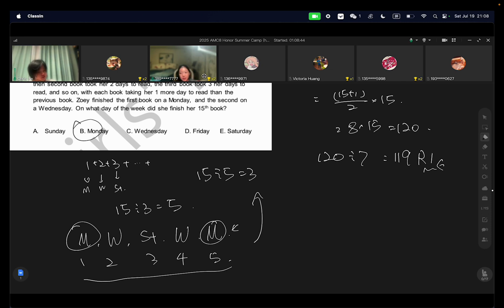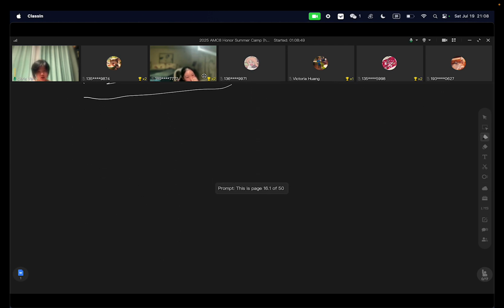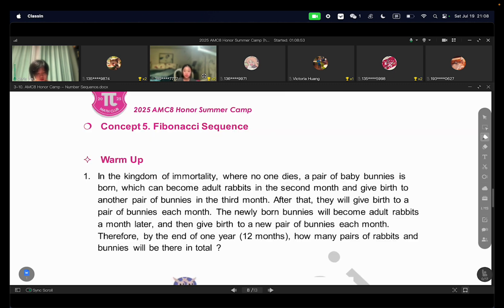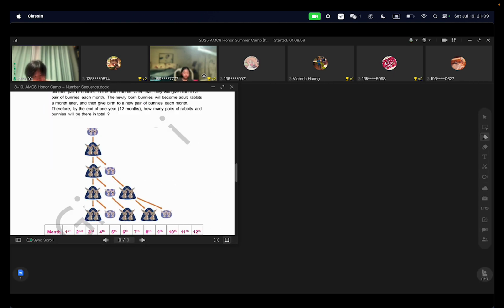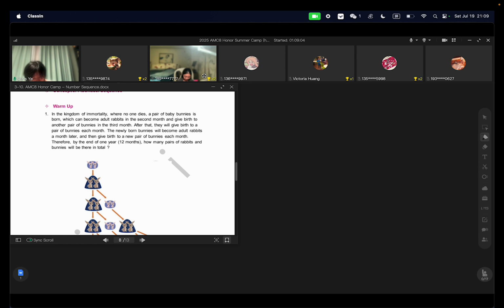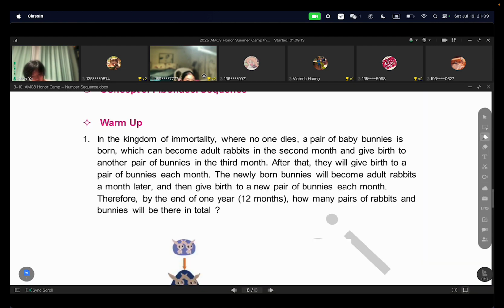Anyway, let's move on to our last concept, which is Fibonacci sequences. This one is going to be a bit different from the one before. It's just not an arithmetic sequence. So just to test what you guys know about Fibonacci, I'm going to do a warm-up question. This one is pretty long actually, so I'll just explain it directly.